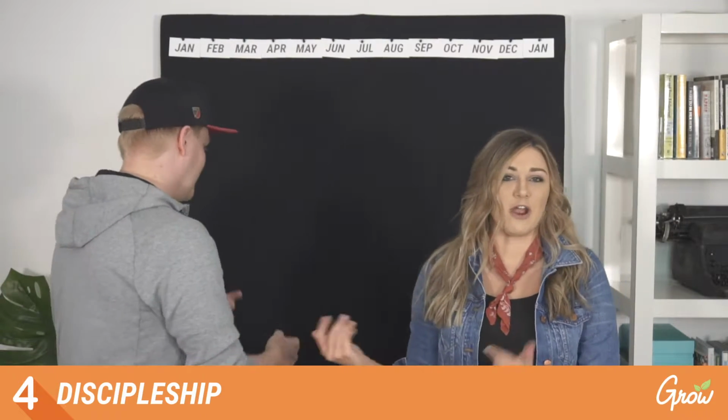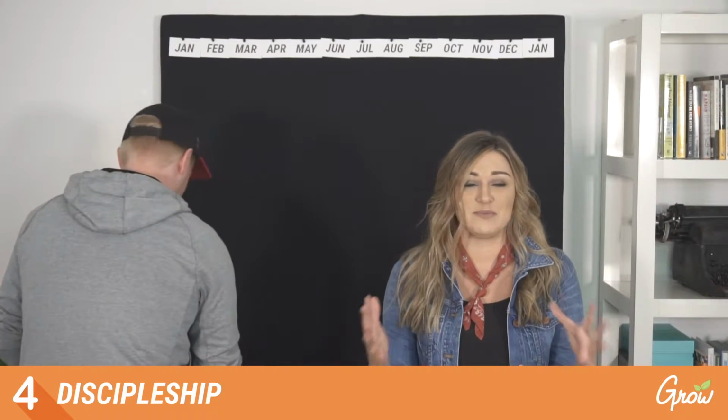But Elle, what else do we got? Yeah, well, Kenny, you're going to put this first card on the board. It's going to be orange. All discipleship stuff will be orange.